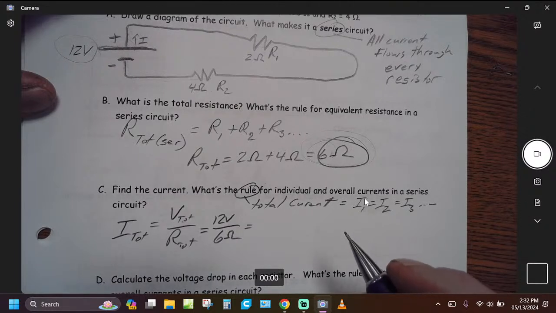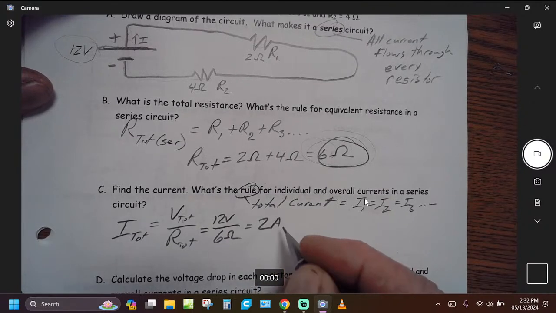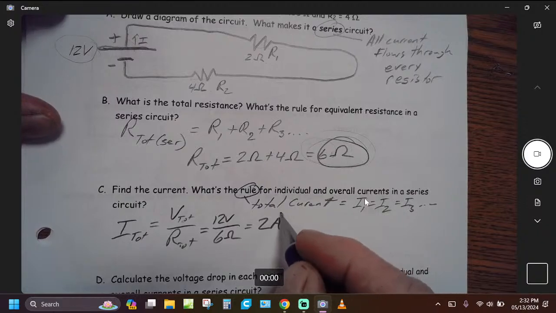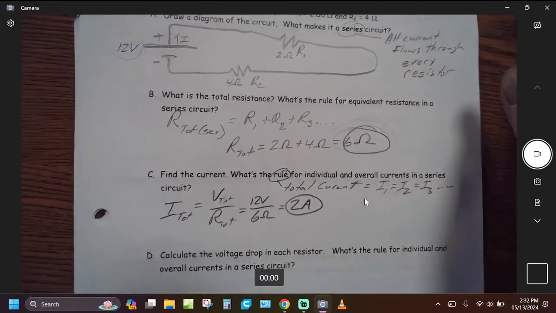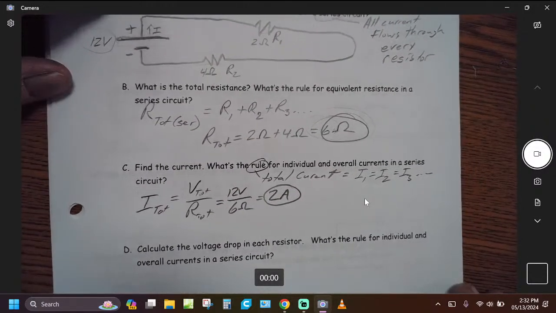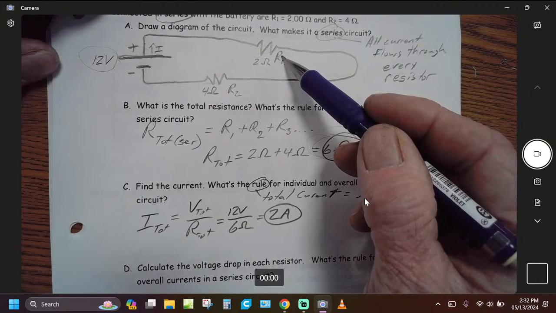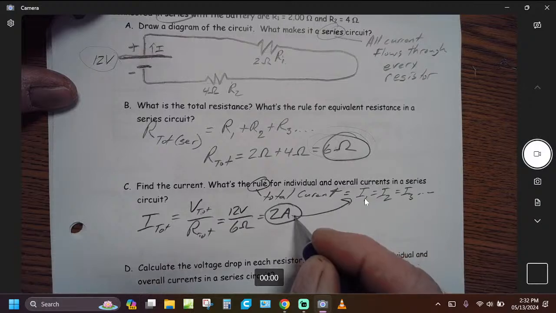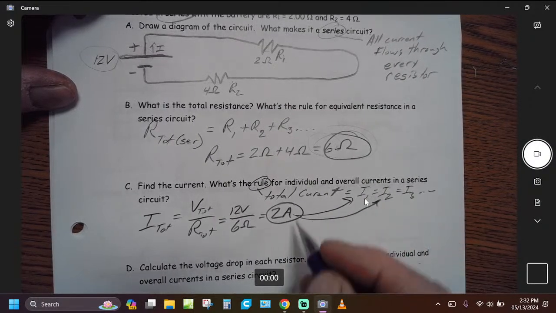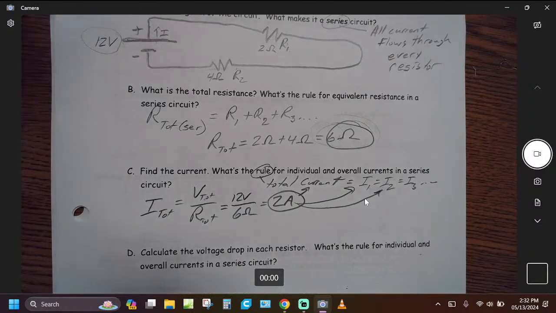So what's the answer? 2 amps. Very good. Correct answer. 2 amps. So that's the total current. So what's the current through this resistor? 2 amps. And that resistor, 2 amps. So these are all 2 amps. And there should be 2 R's in current.